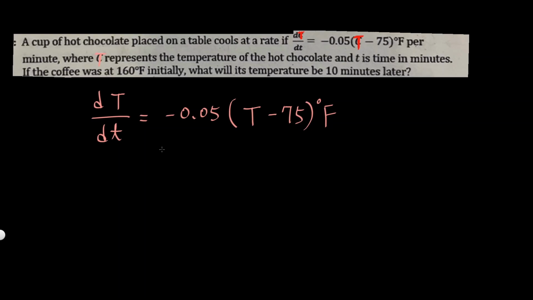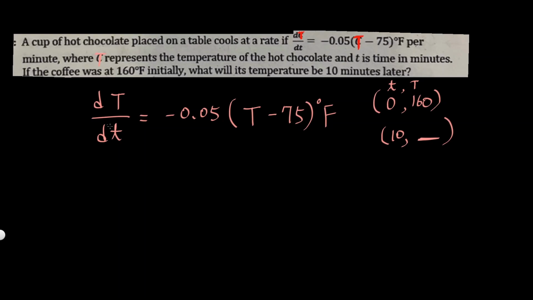Okay, so if the hot chocolate was at initial temperature at time t, I'm going to set my x value as little t, time, 0 minutes, and capital T, the temperature. So at 0 minutes, the initial temperature was 160 Fahrenheit. That's the initial value right there. So we have a point, and this is the rate that temperature drops. What will its temperature be at 10 minutes later? So 10 comma what? That's what we need to find out.